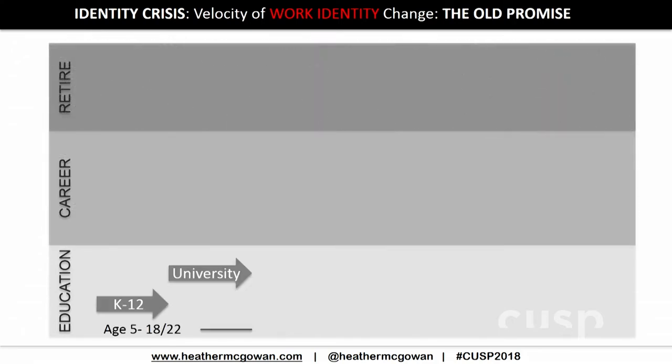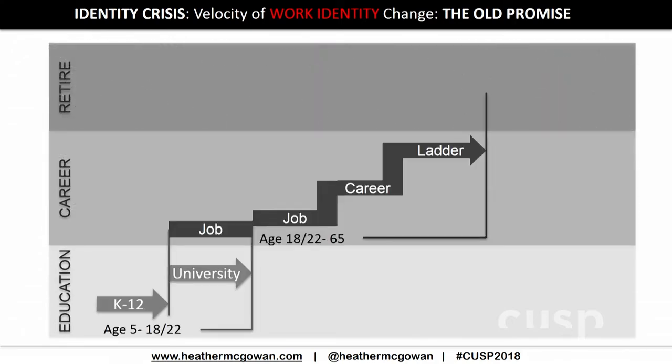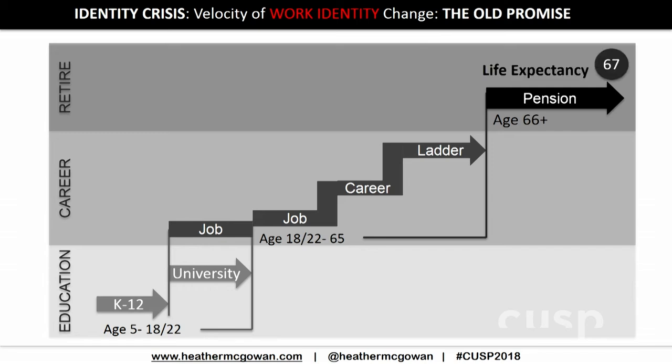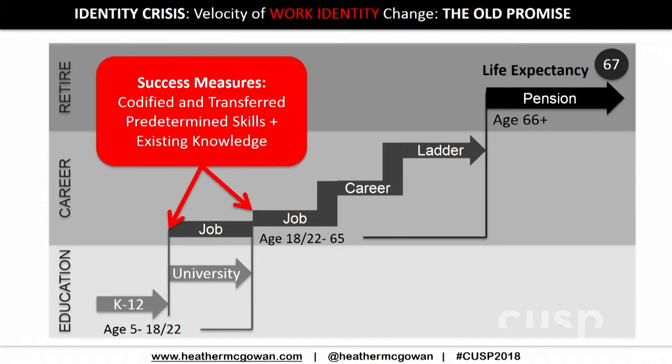And it looked like this: education, career, retire. You went to school in the first third of your life, got on the career ladder, you collected a pension, and by design, you died a year later. You were successful there if they codified and transferred the right skills into you to get you your first job and get you off on that ladder. We still operate like this is true. It's a failed promise.